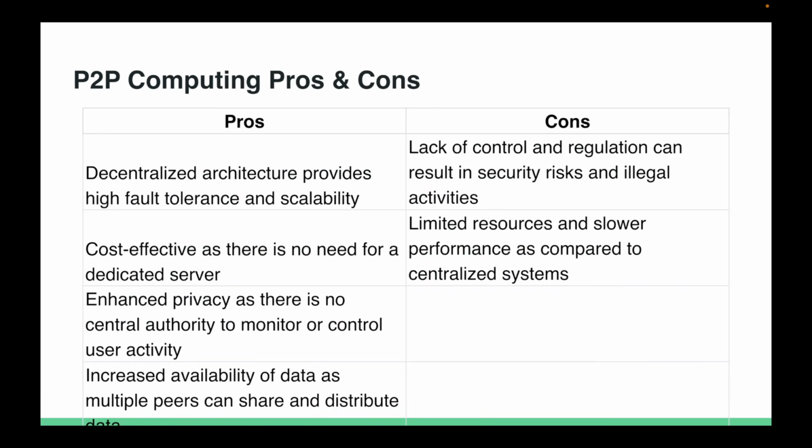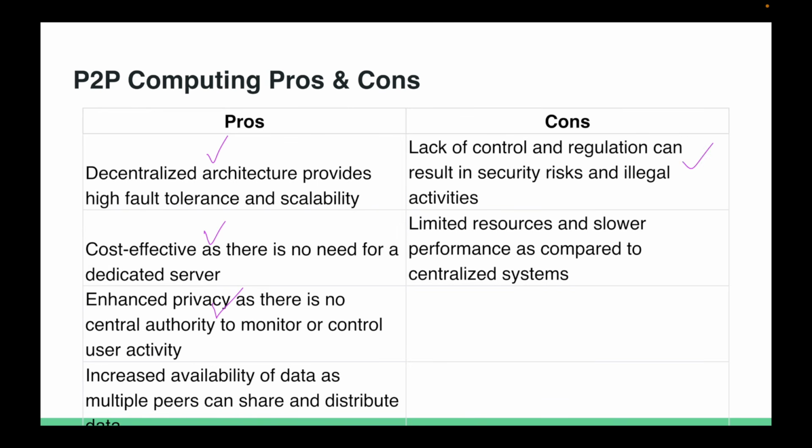and data processing. The pros are the fact that they're decentralized, provides high fault tolerance and scalability. We don't have to worry about a central server going down and taking the entire network with it. They're cost effective because, again, we don't need a central server. And there's enhanced privacy because we're only sharing information between us and any other computer we choose to. All of the information is not being stored in some central authority.